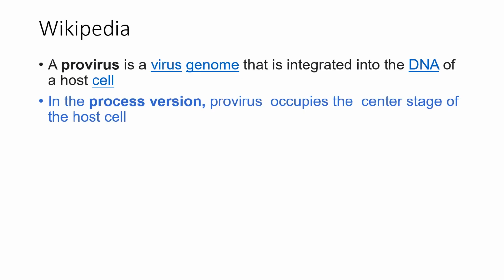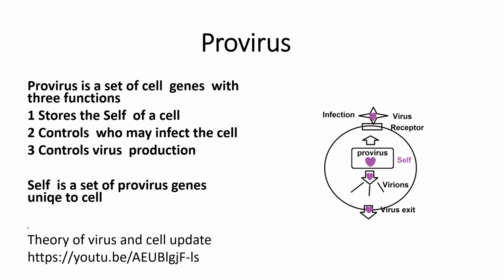A provirus is virus genome that is integrated into DNA of the host cell. In the process version, provirus occupies the center stage of the host cell. So here you have the provirus. It is a set of cell genes with 3 functions. It stores the self of a cell, controls who may infect the cell, and controls virus production. And self is a set of provirus genes unique to cell. And I described this in the theory of virus and cell update.